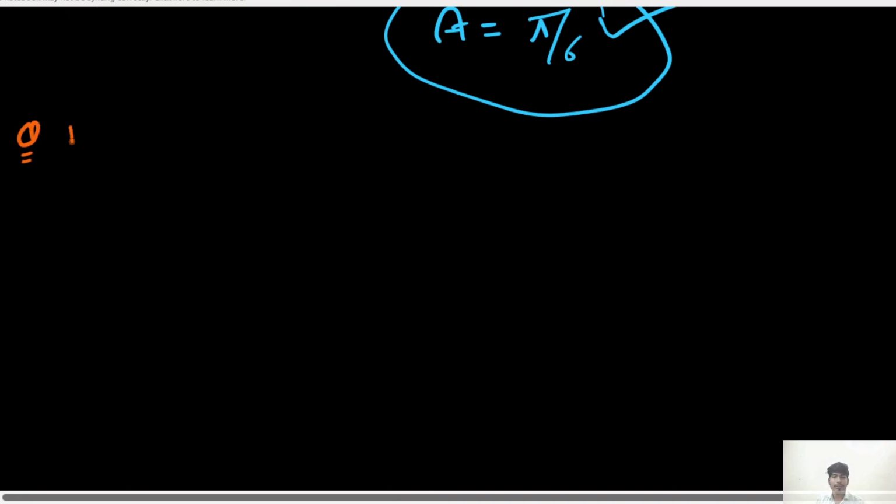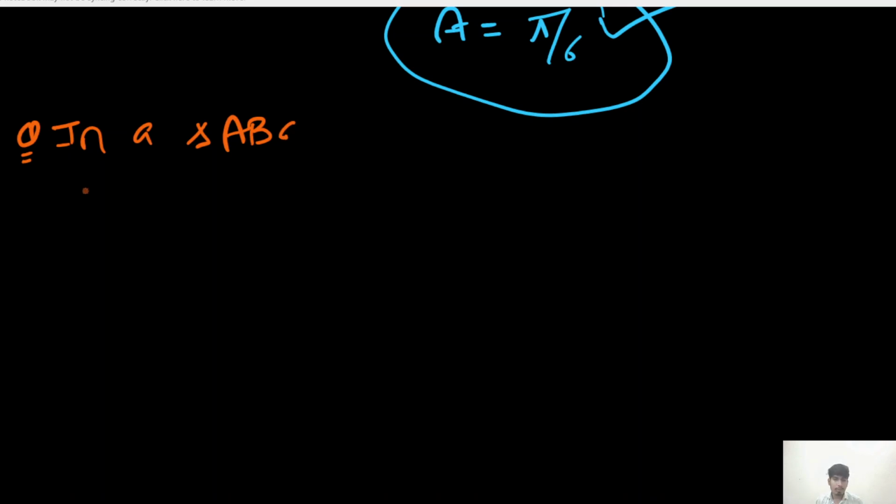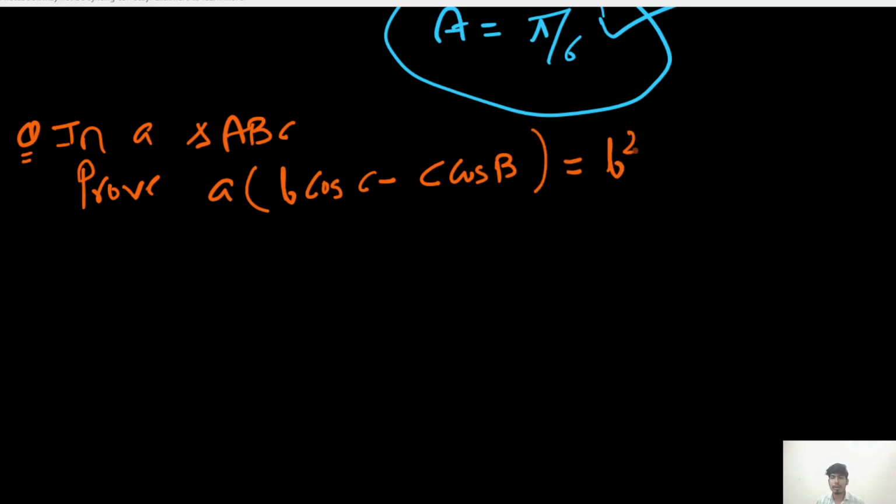In a triangle ABC, prove that a(b cos C − c cos B) = b² − c². Okay students, so let's take the LHS and do some simplification. After that, if we get it equal to the RHS, then our question is proved. Okay students, so let's take the LHS.